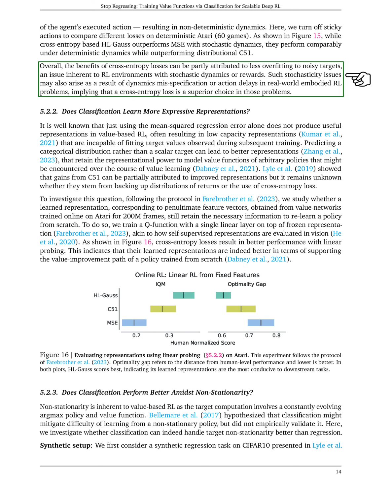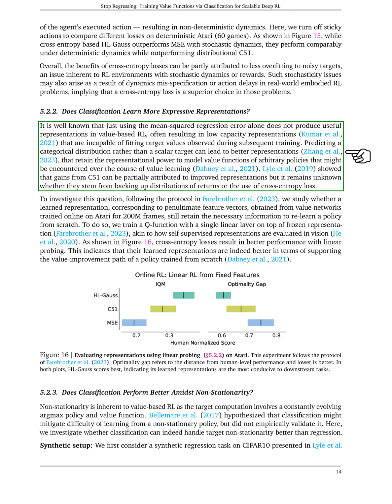This suggests that one of the benefits of cross-entropy losses is their reduced tendency to overfit to noisy targets, a common issue in RL environments with stochastic dynamics or rewards. Next, we question whether classification leads to more expressive representations.